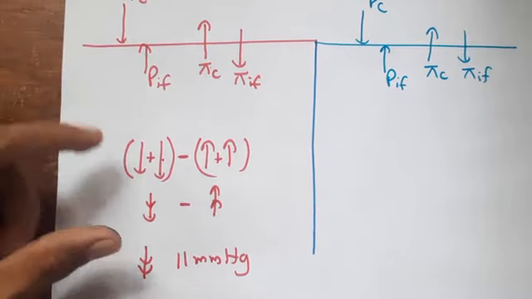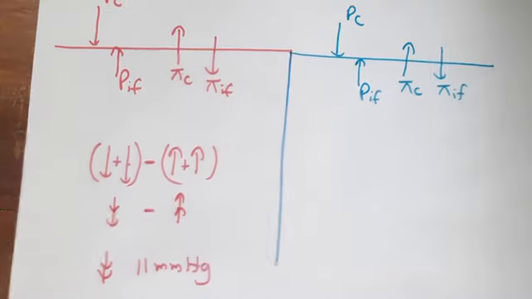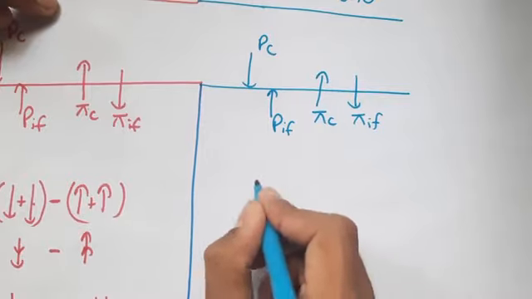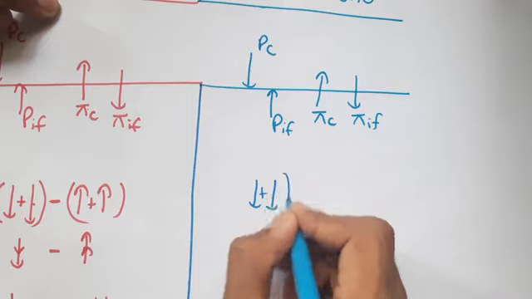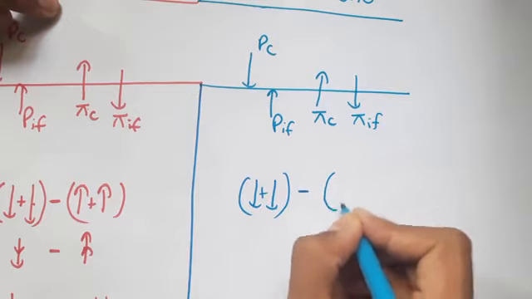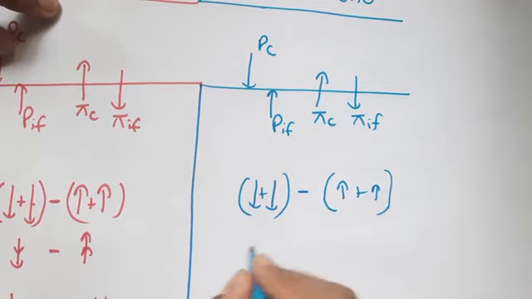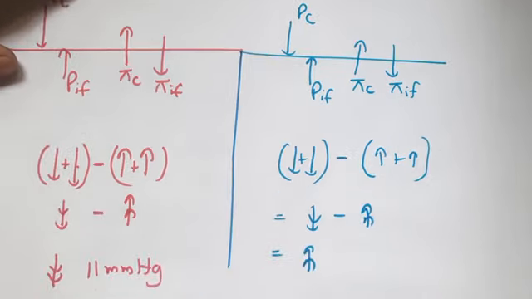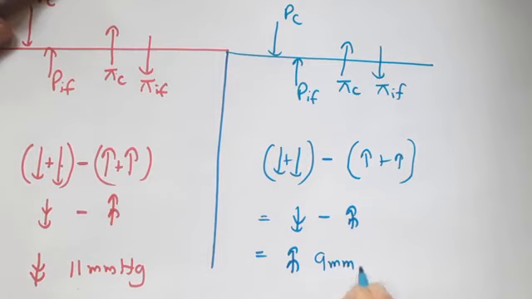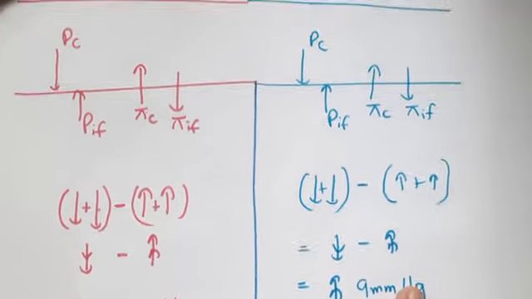Okay, now move on to the next side. On the venous end, there are also two downward forces, PC and PF, and we add these forces and subtract the two upward forces, PF and pi C, and we get a negative, meaning a net upward force. This force is 9 millimeters of mercury. I am not going to add the values, just to recall your memory. This is what happens with the Starling forces.